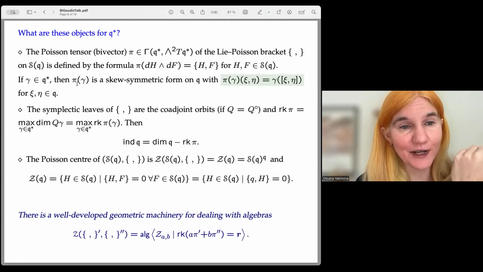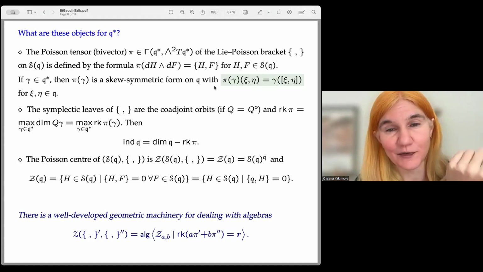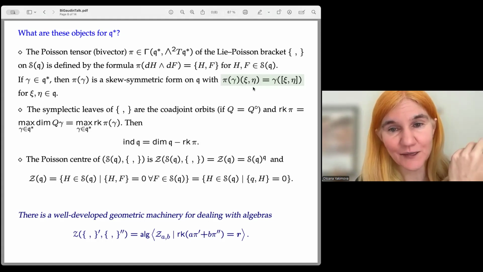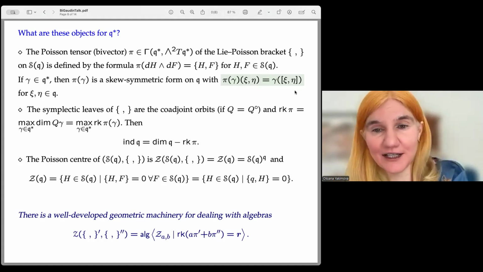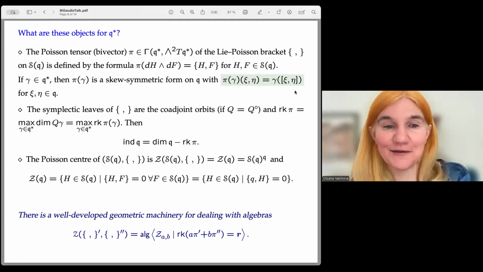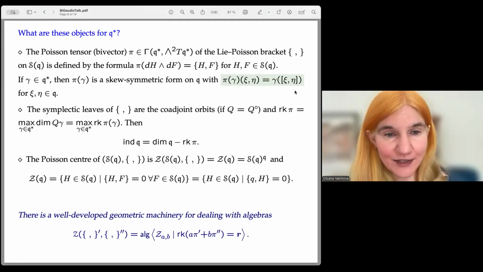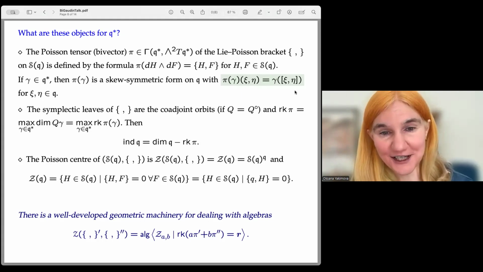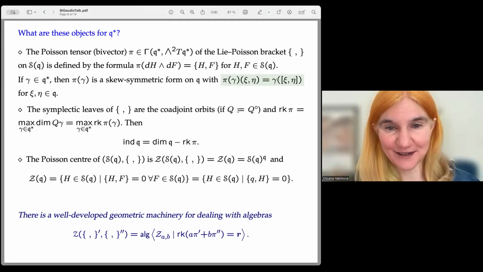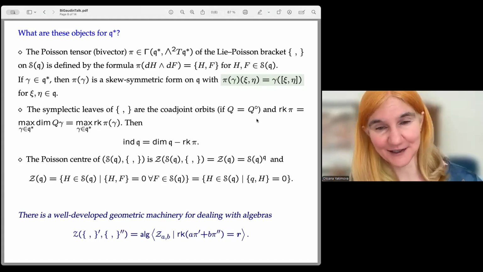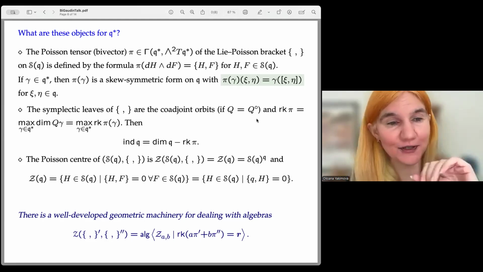If we consider the Poisson tensor at a point gamma of a dual space, this is a skew-symmetric form on Q, taking the commutator in the Lie algebra and evaluating gamma on it. We have already seen it on the first slide. So symplectic leaves of the Lie-Poisson structure are coadjoint orbits, assuming that Q is connected. Otherwise, we have to take connected components of coadjoint orbits.